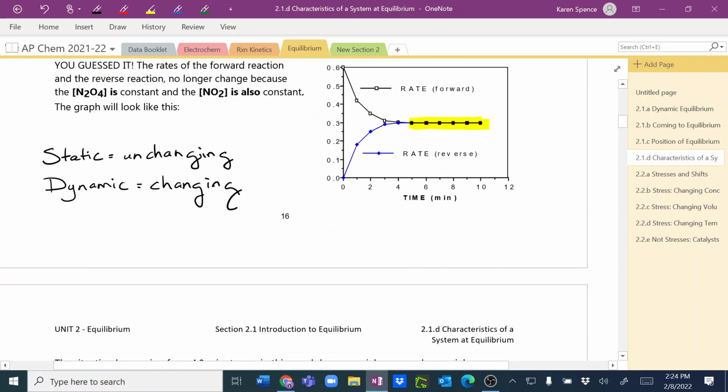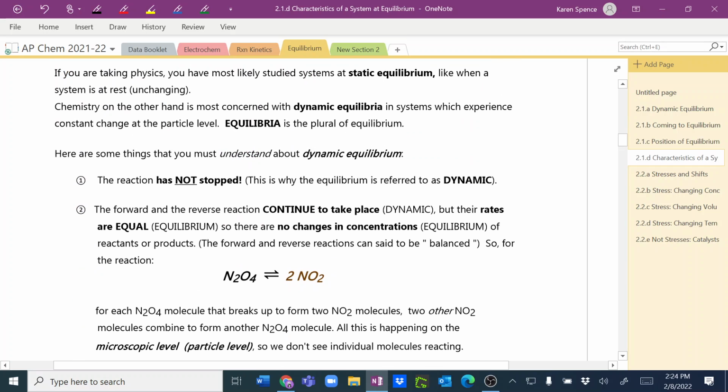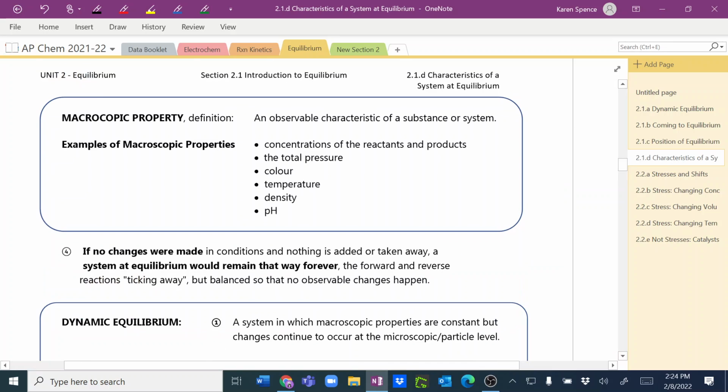So what did we say? Number one, what was number one? Oh, one, the reaction is not stopped. Two, forward and reverse take place. Oh my God, I wrote a lot.